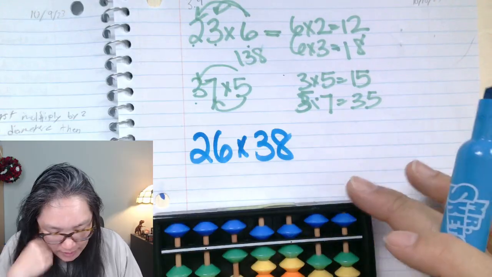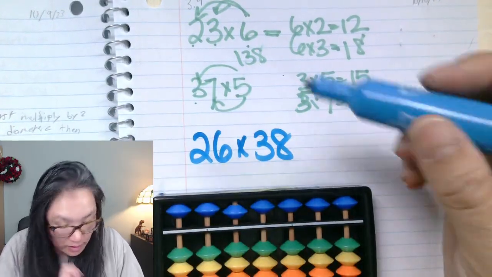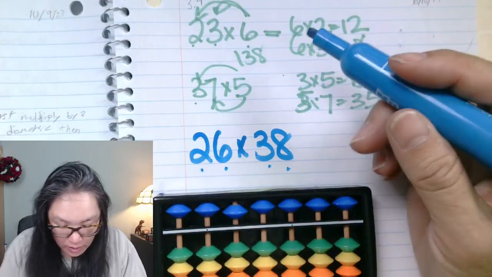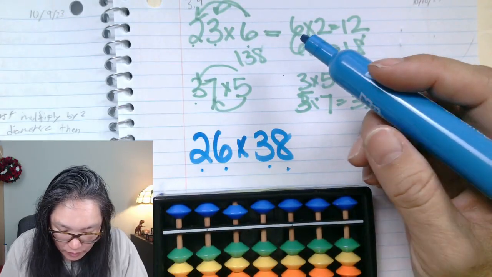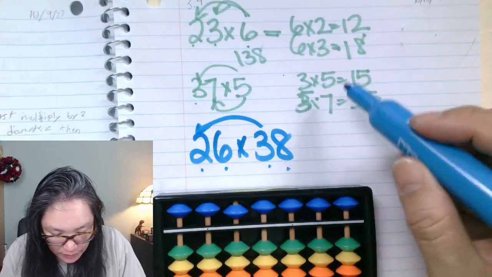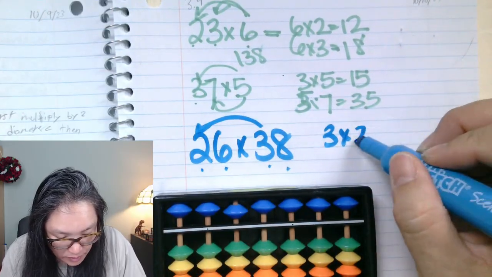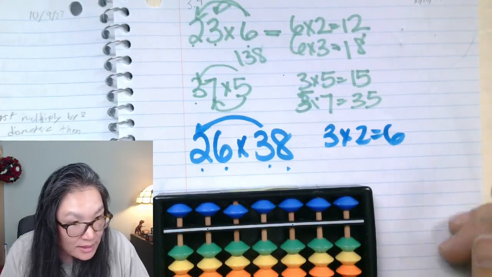That's why it gets complicated. So what we're going to do is find our starting point. 1, 2, 3, 4. 1, 2, 3, 4. We're going to start here, and 3 times 2 is equal to 6. 6 is a single digit.